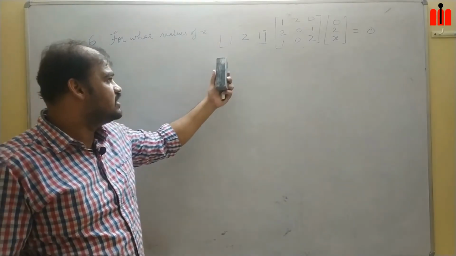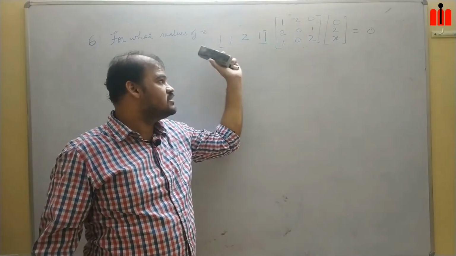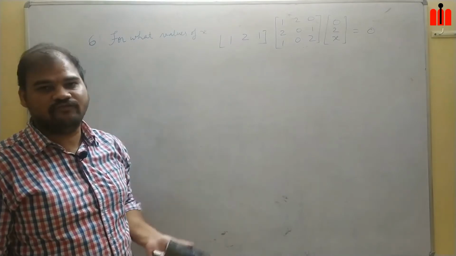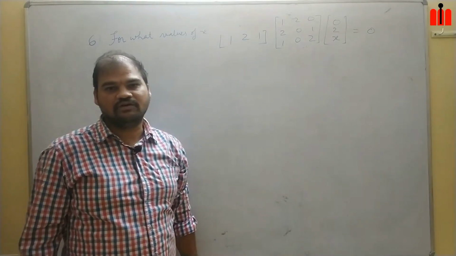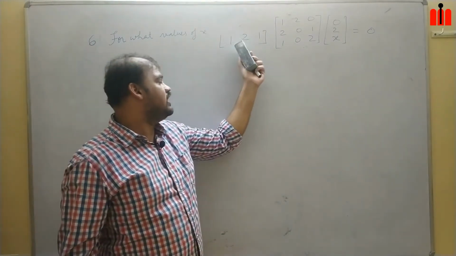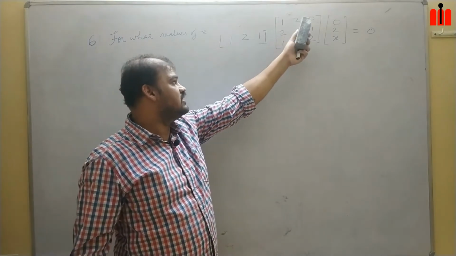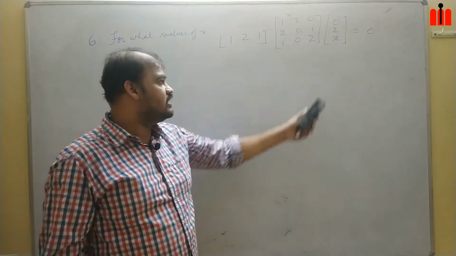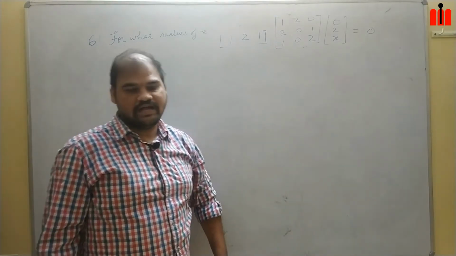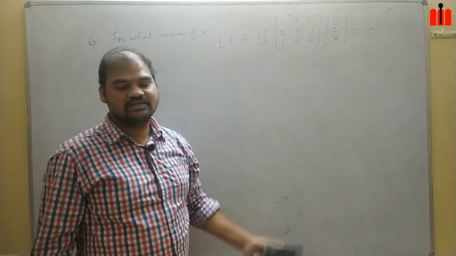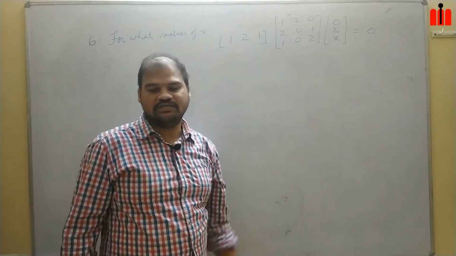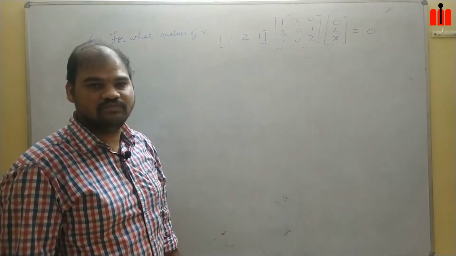Problem number 6 is, for what value of x is this multiplication equal to 0? So my row matrix is [1 2 1]. After that there is a 3 by 3 matrix [1 2 0; 2 0 1; 1 0 2], and there is one column matrix [0; 2; x]. So what will be the value of x such that this entire multiplication will be 0? This is what the problem is.